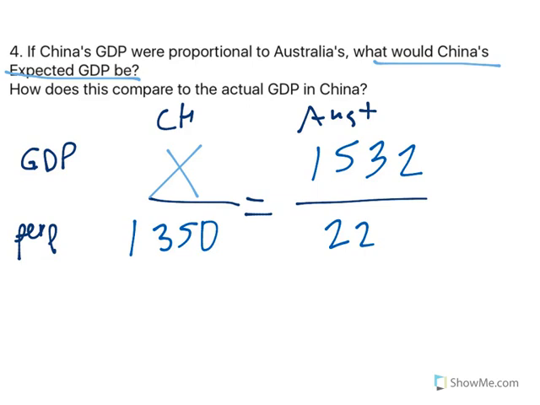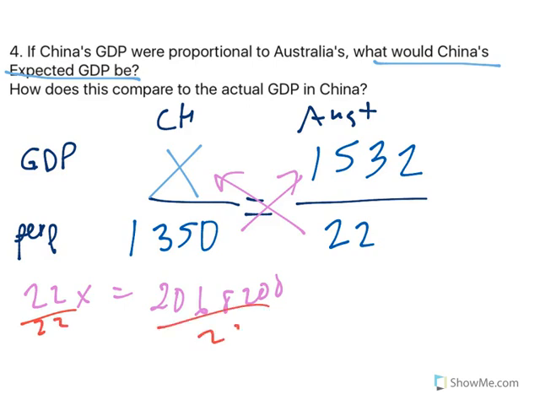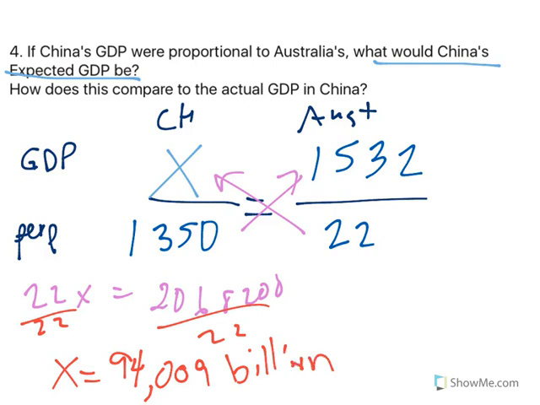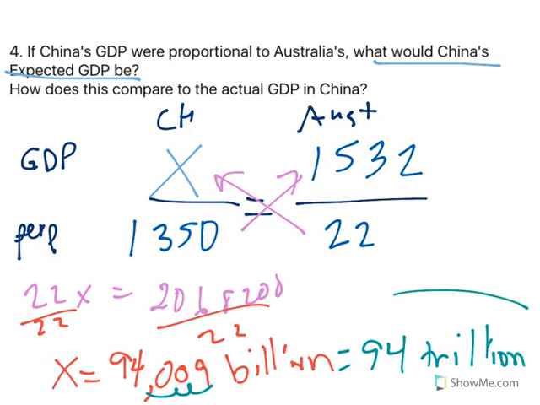All right, now we're ready to solve this. We do our proportion: 22x equals, going in the other direction, 2,068,200. We divide both sides by 22, and our unknown value is 94,009. And remember, GDPs are in billions. If we move the decimal point 3 places, that makes it 94 trillion.